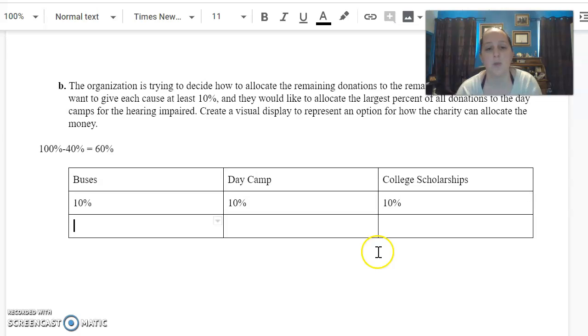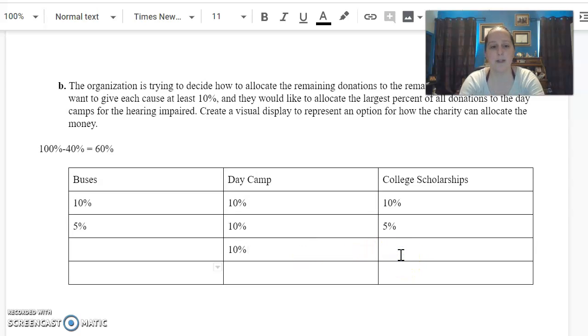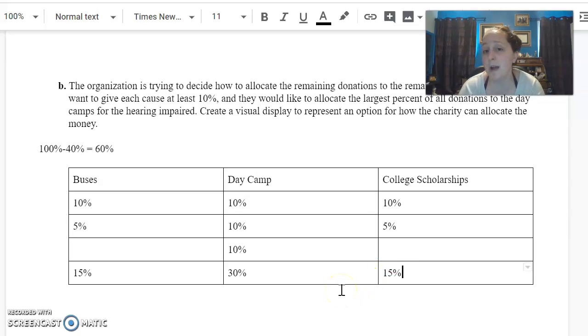I'm going to give day camp another 10%, and then I'm going to give the buses 5%, and the college scholarships another 5%. So this is 10, 20, 30, 35, 45, 50, and I still have another 10% that I can give. I'm going to give that to the day camp as well. So this is a total of 15%, this is a total of 30%, and this is a total of 15%.